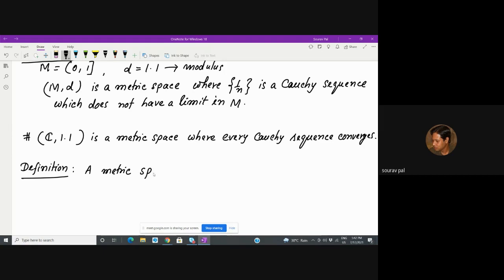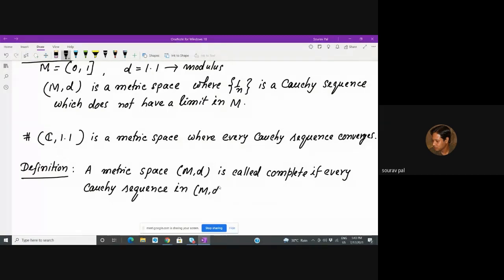A metric space (M, d) is called complete if every Cauchy sequence in (M, d) converges. Then d is called a complete metric.